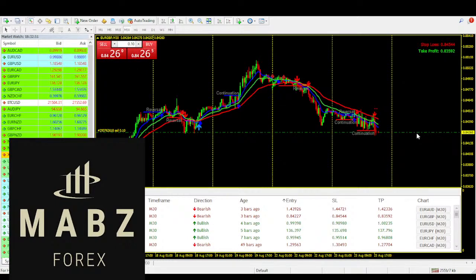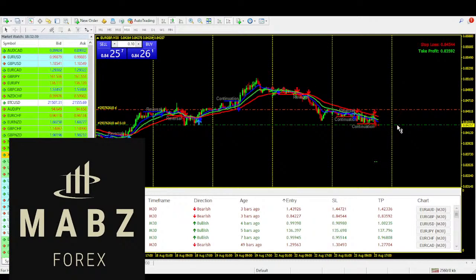But sometimes, wait, let me see. Right, the risk is not that bad. The stop loss and take profit are there on the top right of the screen. Just quickly jot that down.